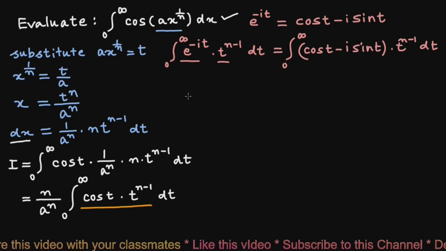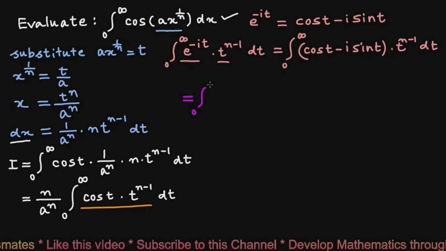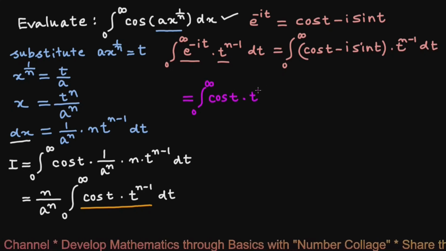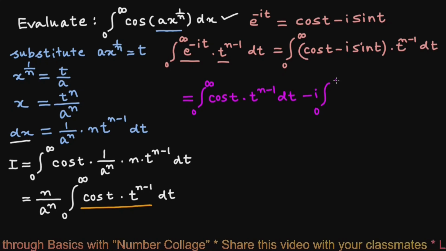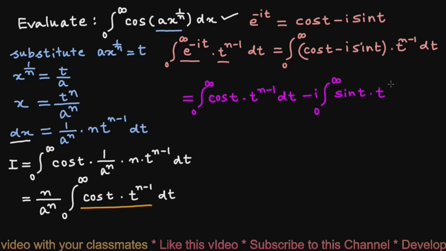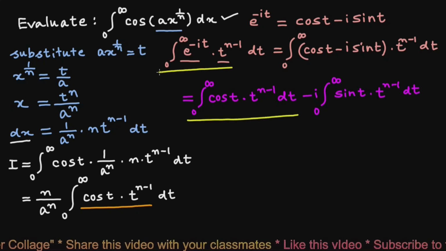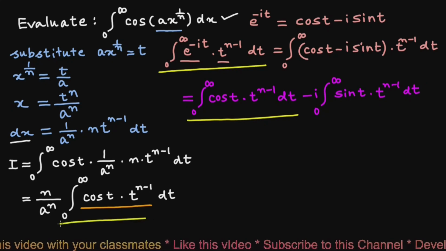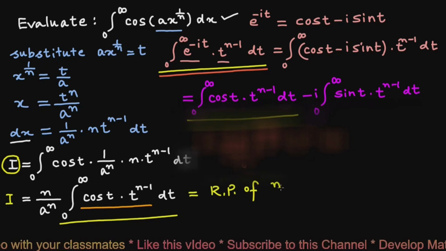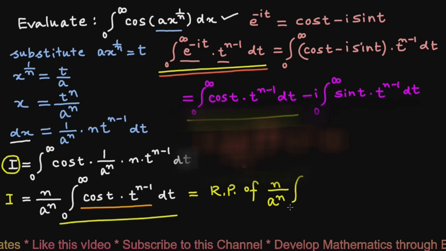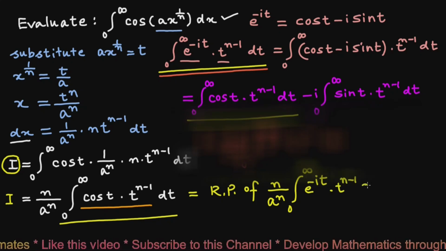We will get two separate integrals. The first one is the integral from 0 to infinity of cos t into t raised to n minus 1 dt, minus i times the integral from 0 to infinity of sin t into t raised to n minus 1 dt. Now this is the real part of this integral, which is the same as this integral. So this integral I becomes the real part of n by a raised to n, integral from 0 to infinity of e raised to minus it into t raised to n minus 1 dt.